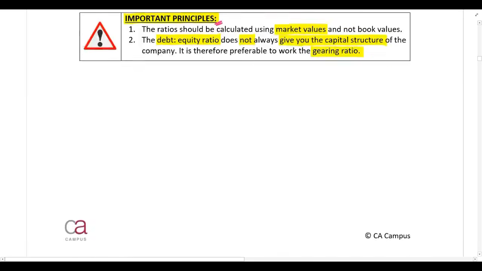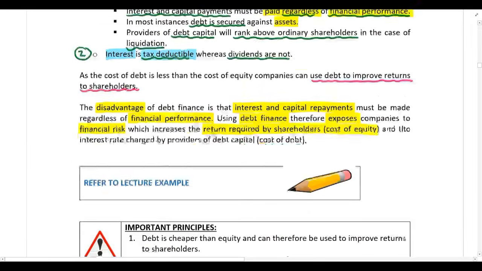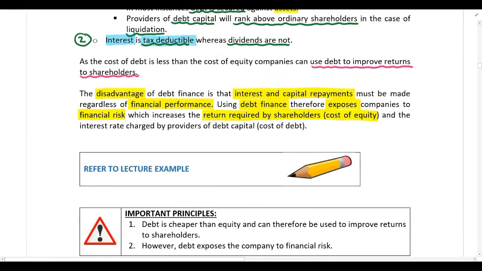because if you go back to the previous page, we saw how to calculate the shareholders' required rate of return. It's made up of business risk and financial risk. So if a company has a lot of debt in their capital structure, shareholders are going to have to be compensated for that financial risk, and it's going to cause the cost of equity or the shareholders' required rate of return to increase. So that's what I'm talking about over here. If they have debt in their capital structure, that exposes them to financial risk. So the return that is required by shareholders or the cost of equity will increase.